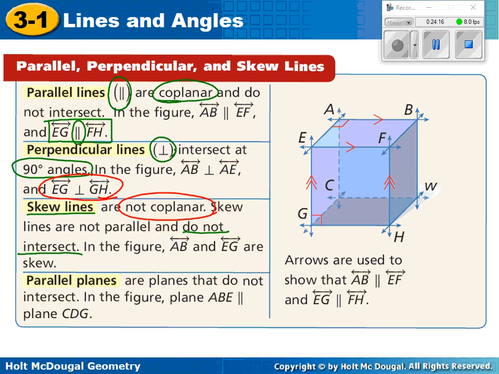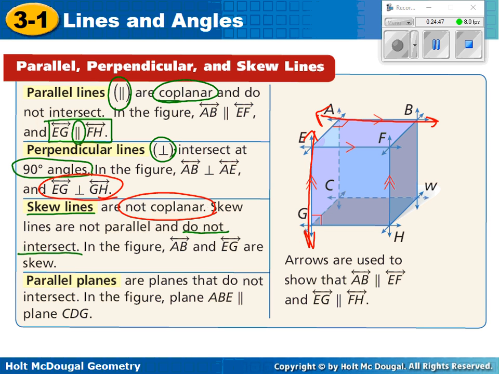So an example of a pair of skew lines that they give you are AB and EG. So notice one is in the back of the box and one's at the front of the box. So it would be like me holding my arms like this. Will my arms ever cross if they kept going forever? No, but they're not in the same plane, right? There's not a way to connect this arm to this arm with the same sheet of paper or the same flat surface. So these are considered skew.